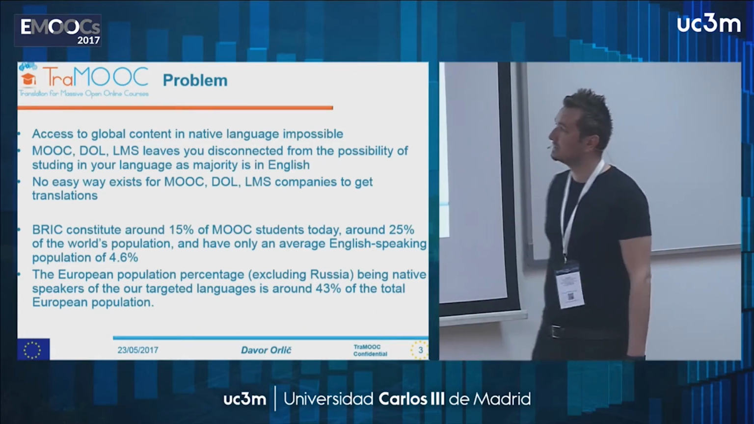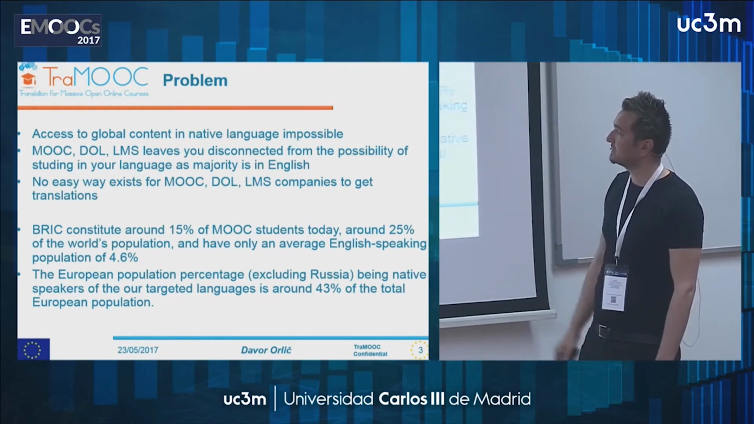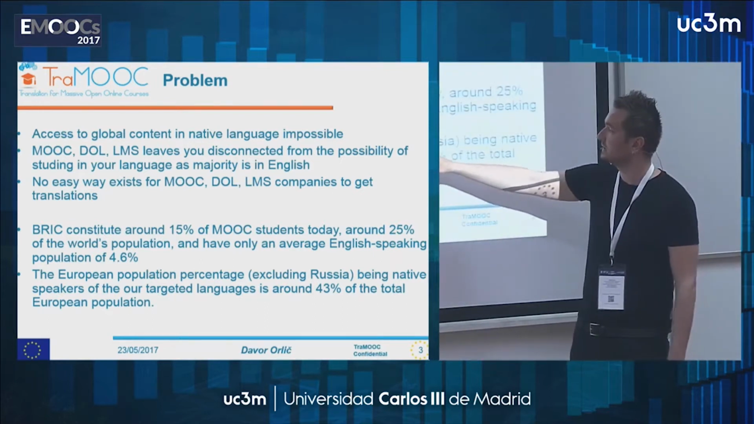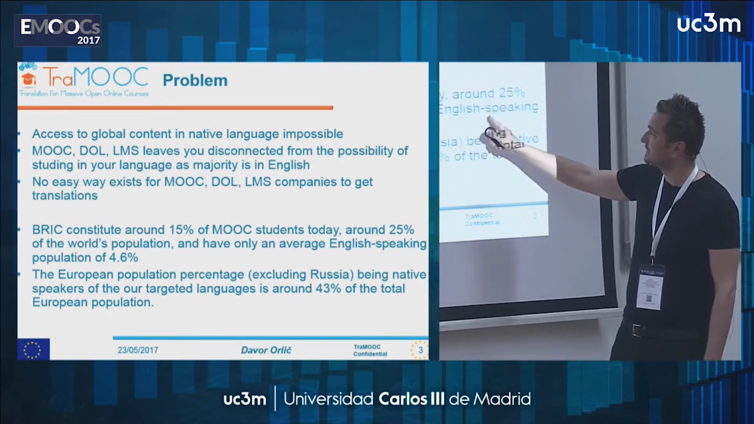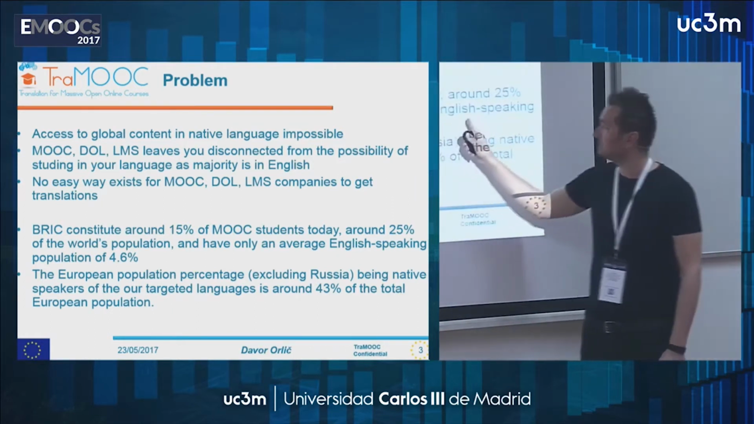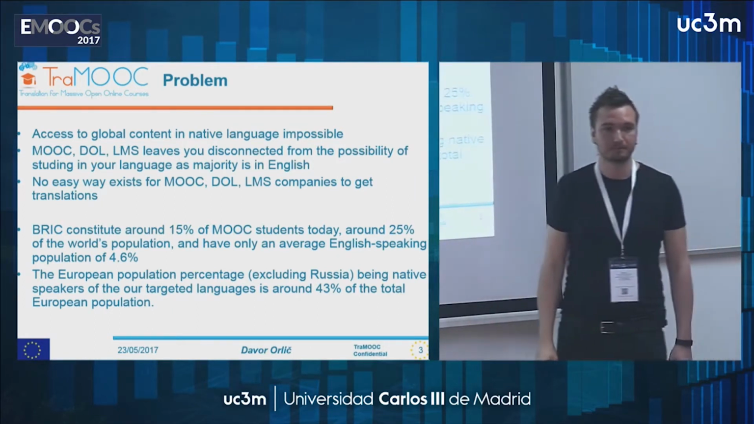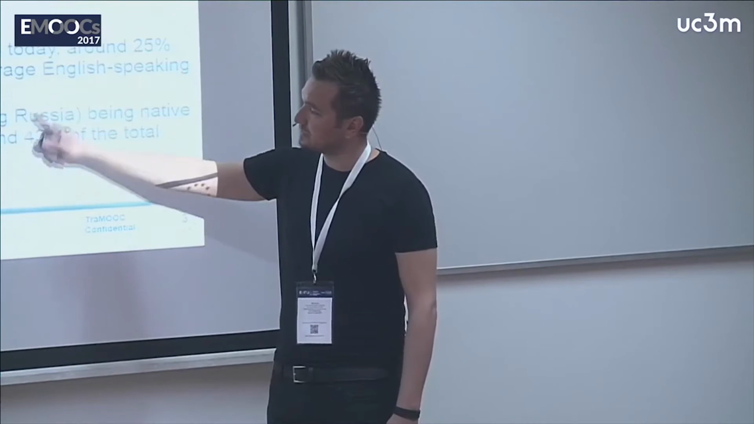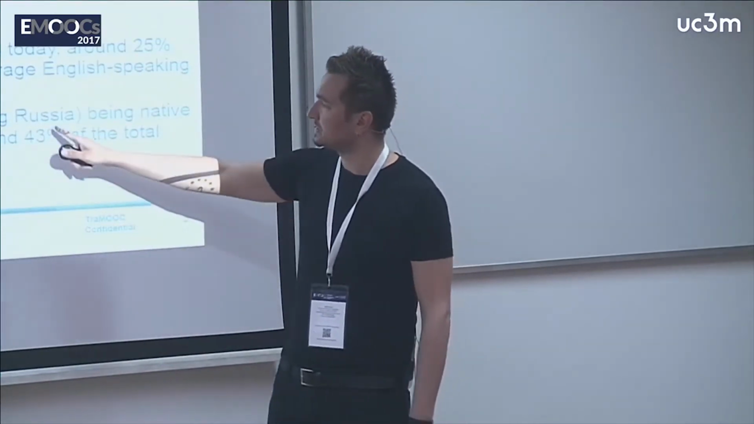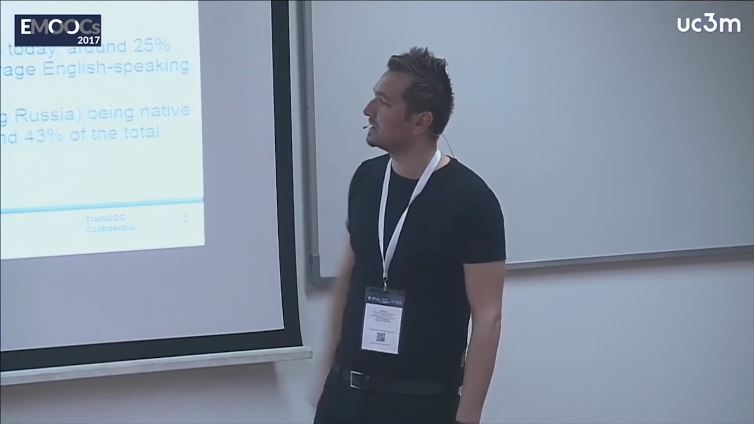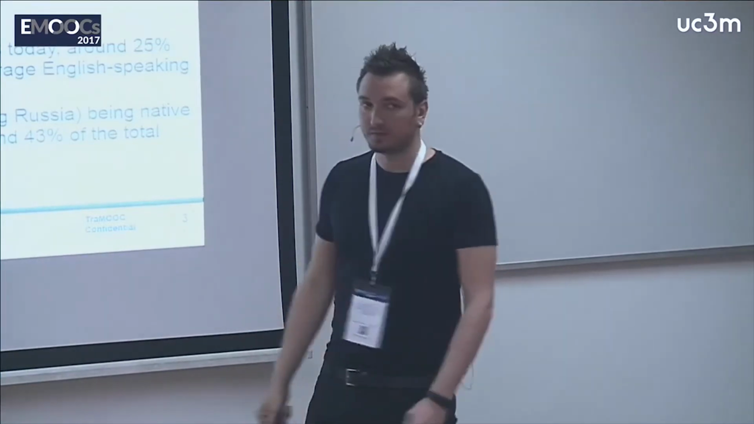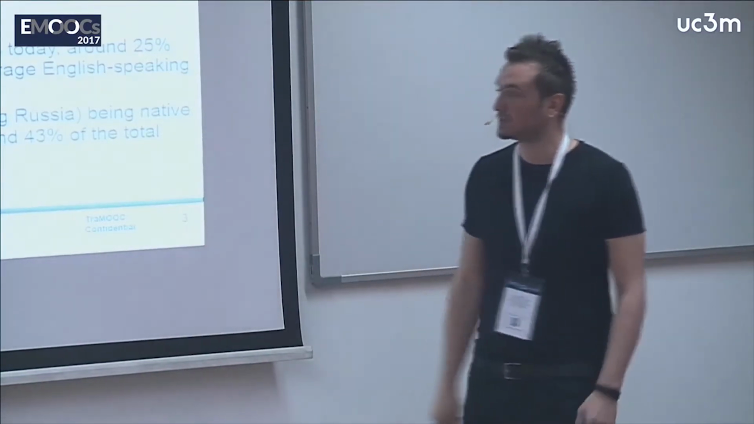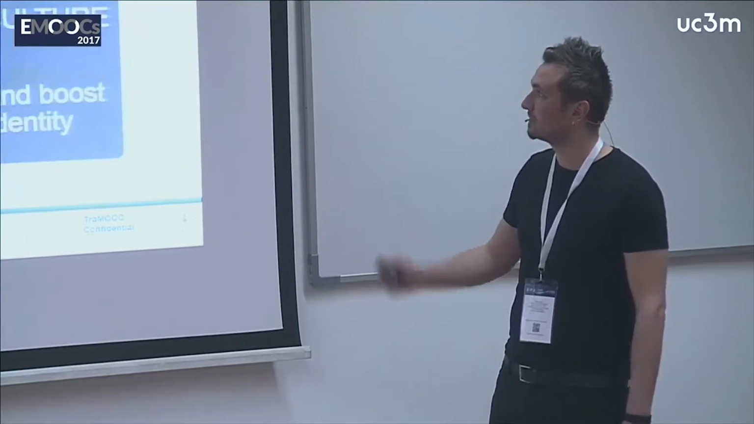The BRIC market, again, is 15% of MOOC students today and around 25% of the world's population, which is a huge market, yet they have only 4.6% of English-speaking students. And this is more, not really a problem, but more of a lead towards the next slide: the European population percentage, excluding Russia, being native speakers of our target languages, we have 11 languages that we are addressing, is around 43% of the total European population. So we cover a lot, and I'll show you more.